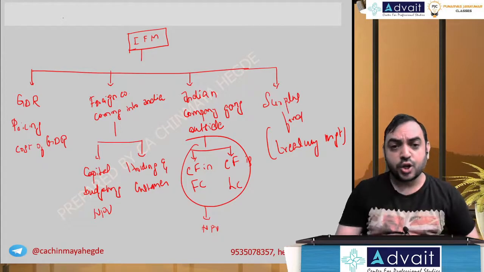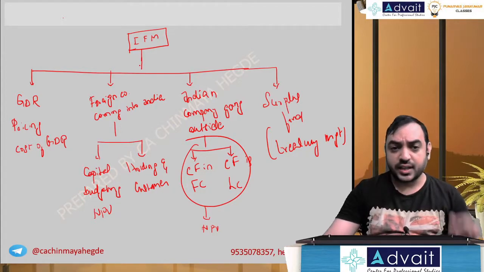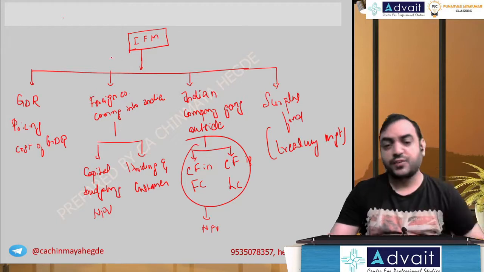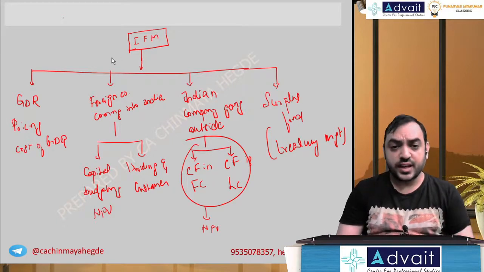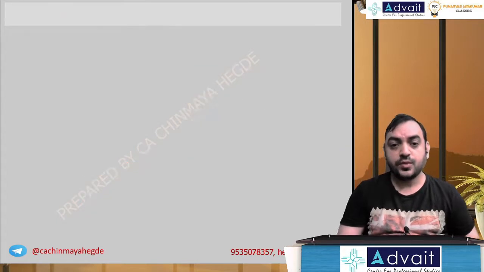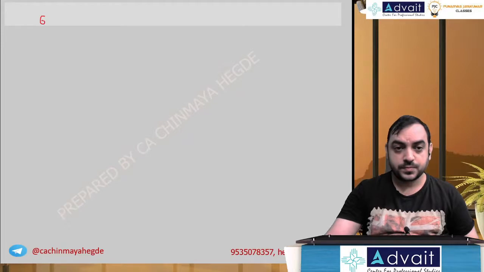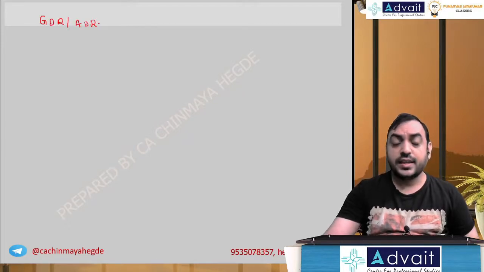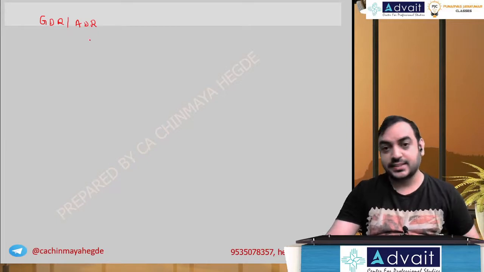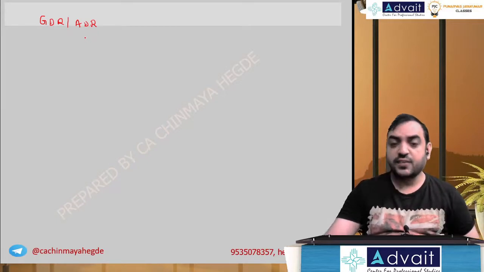Okay, so let me talk about each individual topic for at least 5 minutes each. Then we'll go further. So the first variety of small questions you will come across are focusing on GDR or ADR. DR stands for depository receipts. How this works, quickly I will tell you.